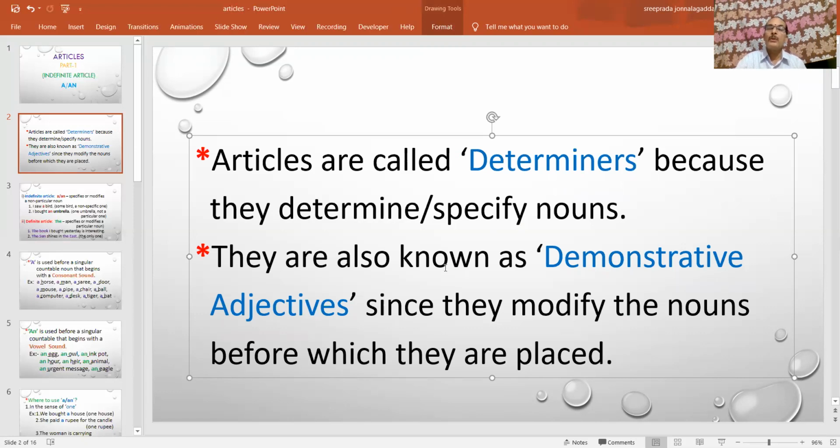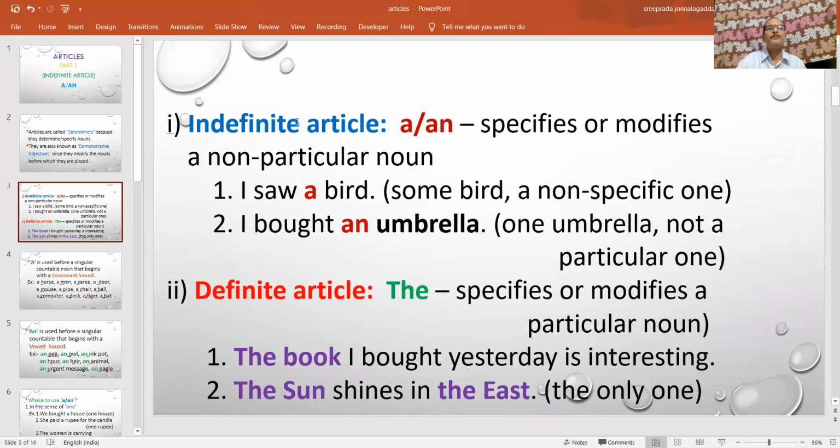And they are also known as demonstrative adjectives. Why are they called demonstrative adjectives? Because they modify the nouns before which they are placed. So as we have seen, articles are placed before nouns and they qualify or modify those nouns. That's why, since they modify nouns, they are also known as demonstrative adjectives. Now let us go to some examples.